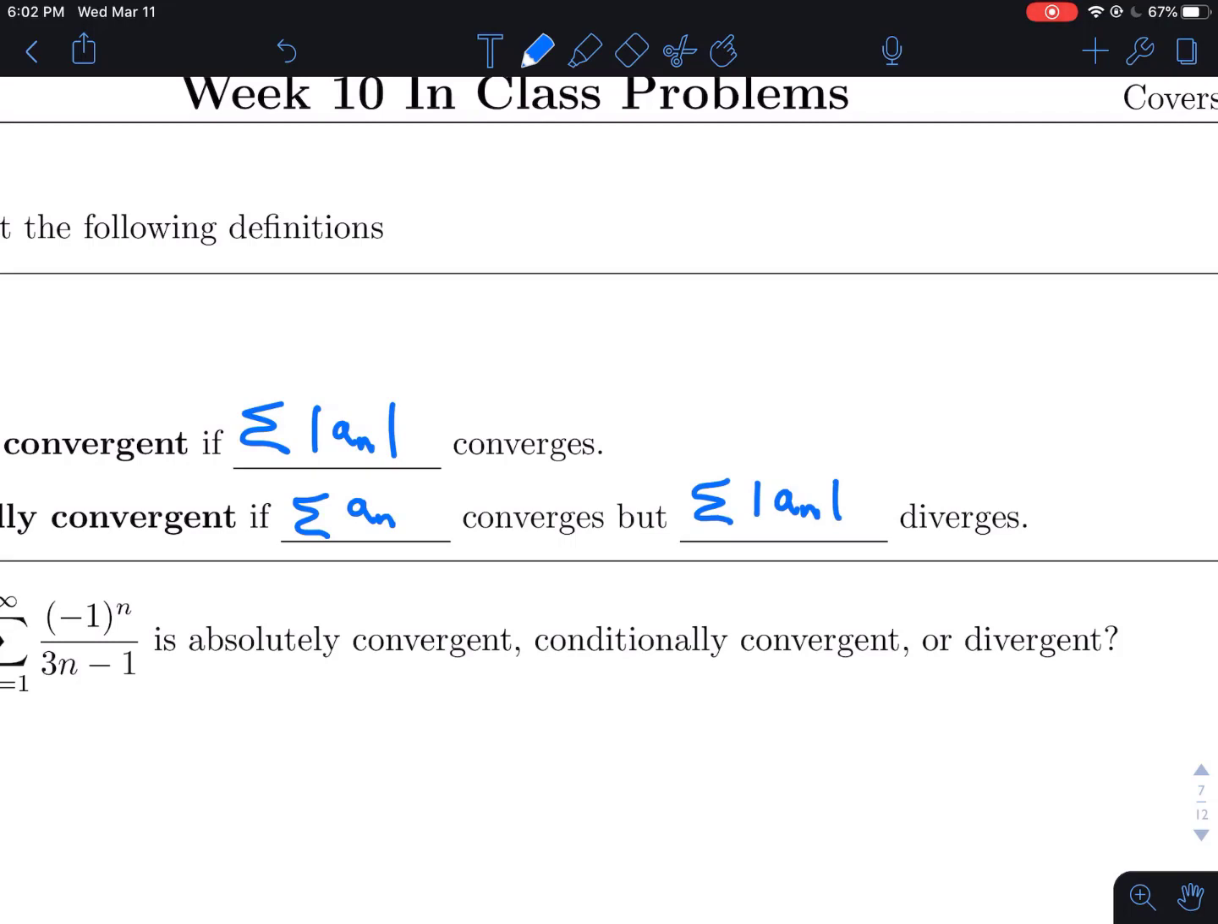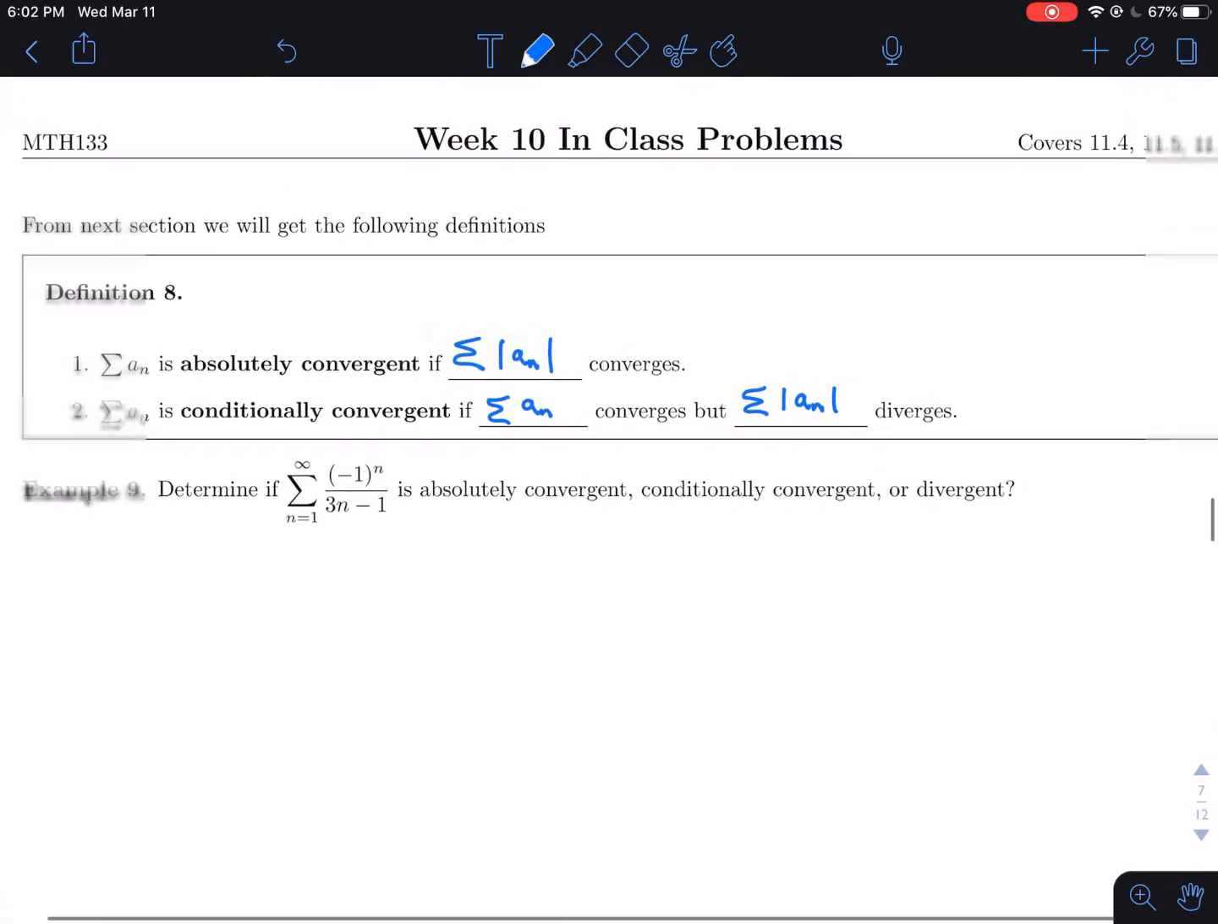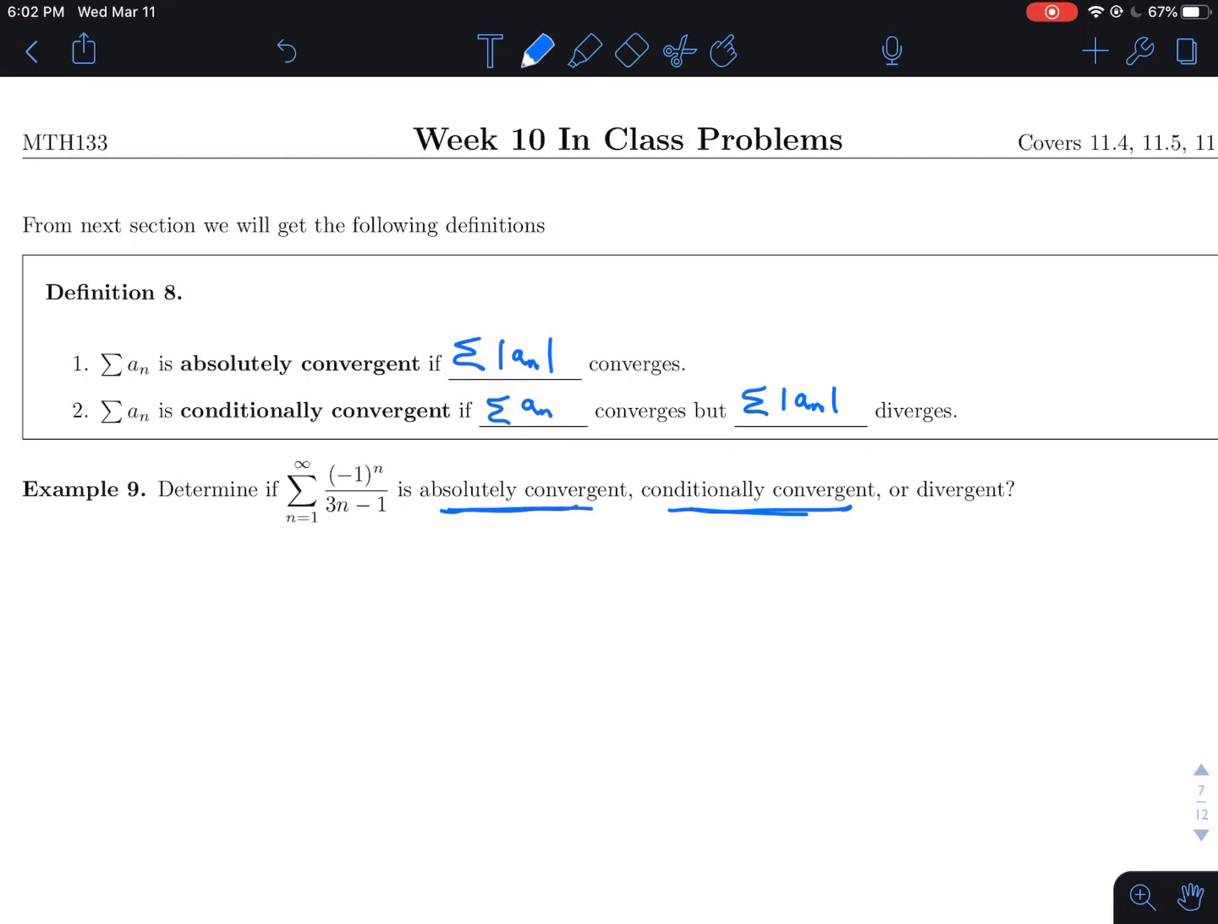And so now we have more bins to place things in, and that's kind of the game that I'd like to play here. Now we can talk about, looking at this next example here, we'll show you the bins, right? Is something absolutely convergent? Is it conditionally convergent? Or is it divergent? So those are going to be our 3 bins.